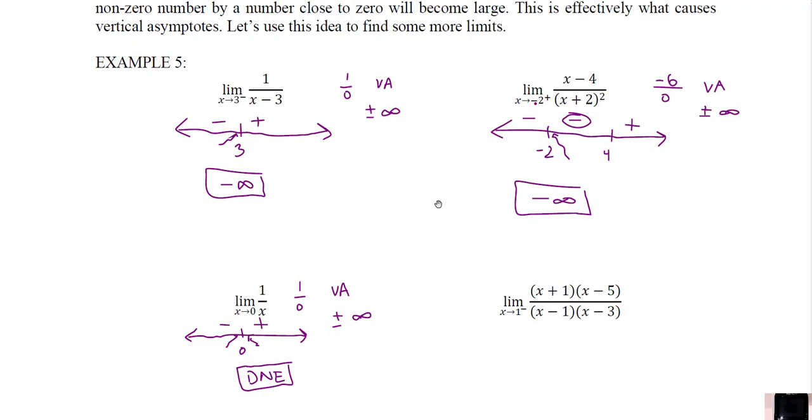How about if we were going to approach 1 from the left on this function, 2 different x-intercepts, 2 different vertical asymptotes. Stick in 1, 1 plus 1 is 2, times negative 4 is negative 8, over 0, so we're again at a vertical asymptote, or plus or minus infinity. Make a number line so we can see what it becomes. We're going to get a negative 1, and a 1, 3, and 5. If I test out all the intervals, I can find out just by plugging in numbers. I get plus, minus, plus, minus, plus. And so as x approaches 1 from the left, the answer is going to be negative infinity.